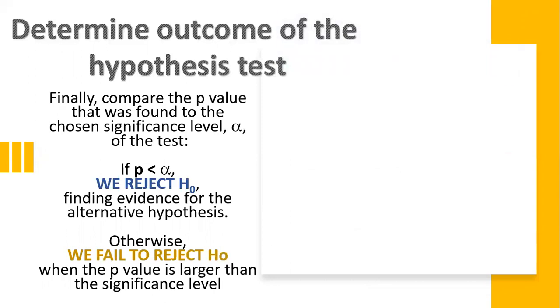We'll use our standard philosophy. We compare our p-value to the significance level of the test. We remember that when p is so small that it's less than our significance level, then we reject the null hypothesis, finding evidence for the alternative. However, if our p-value is larger than the chosen significance level, in that case, we would fail to reject the null hypothesis, deciding that there was insufficient evidence for the alternative.